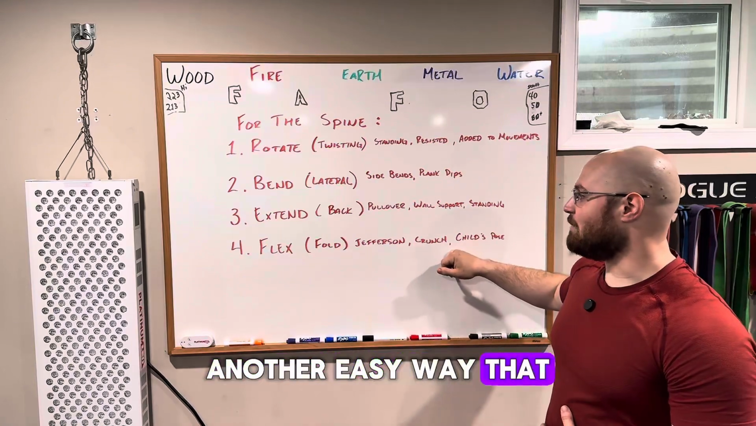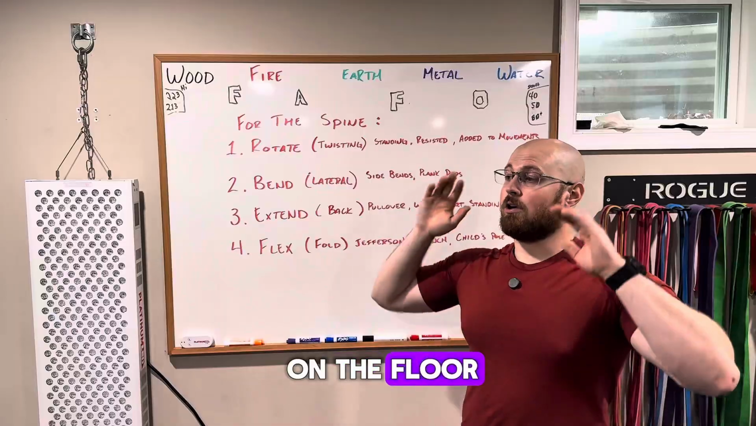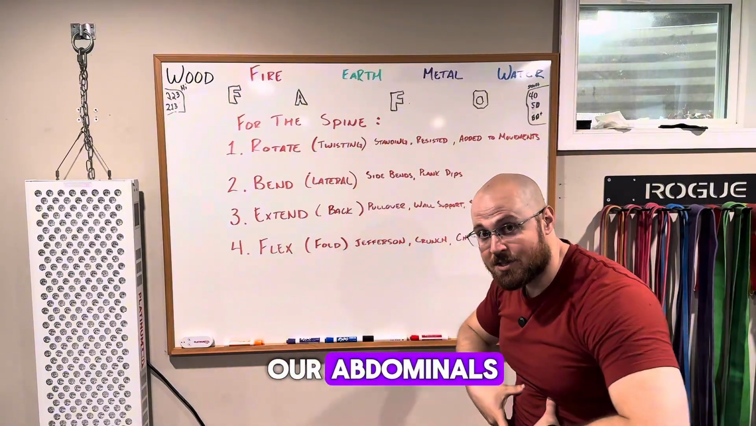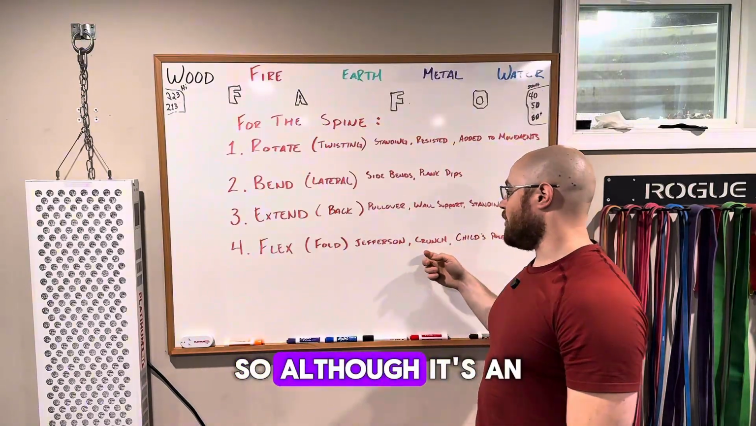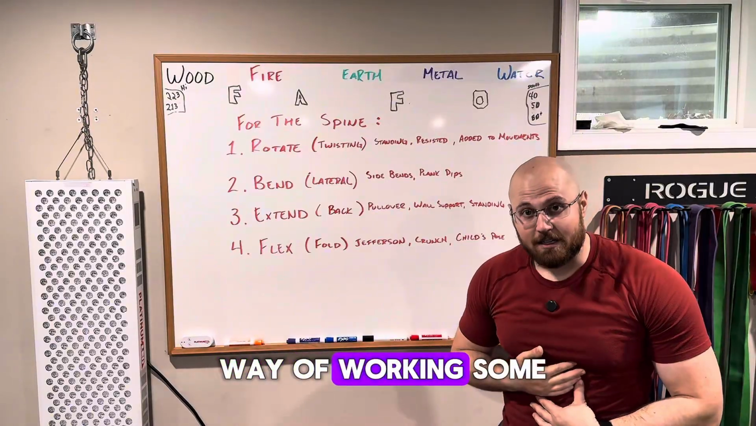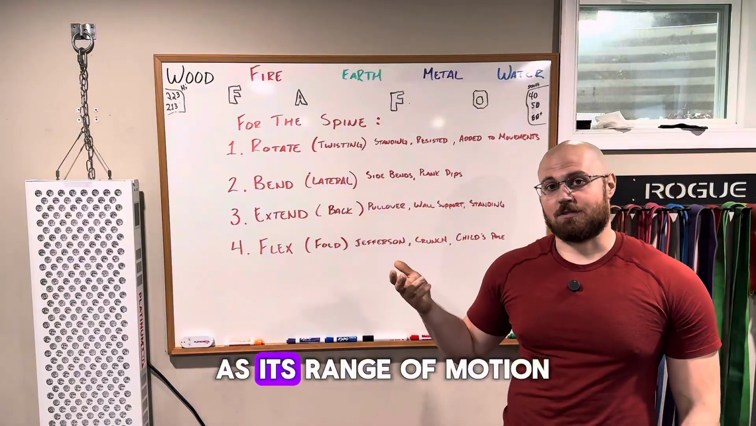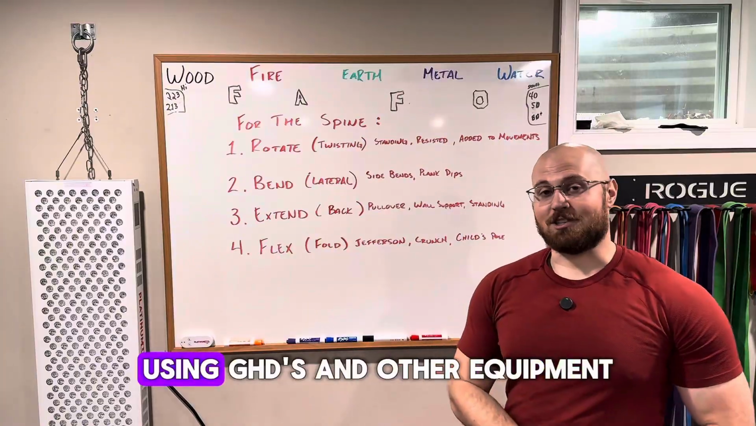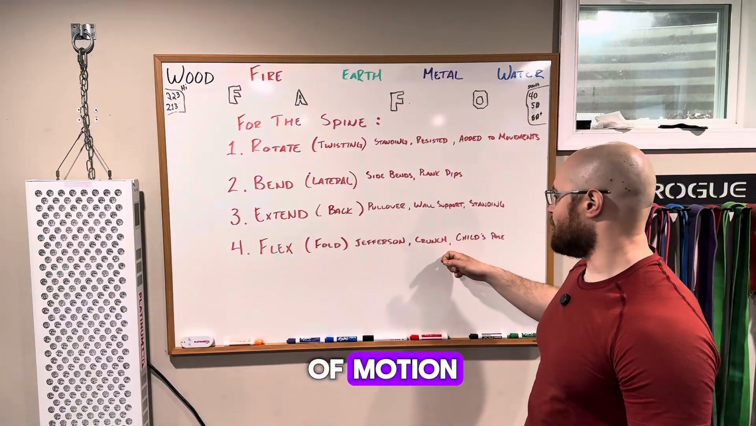Another easy way that we can train some flexion is just a good old traditional crunch performed on the floor, back on the ground, and we're just working on trying to crunch our abdominals, and that's doing the same thing as flexing our spine. So although it's an old school exercise, it's totally a great way of working some more flexion in. It is a little bit limited as far as its range of motion, but there's some crazy variations out there using GHDs and other equipment to help you work bigger and bigger ranges of motion.